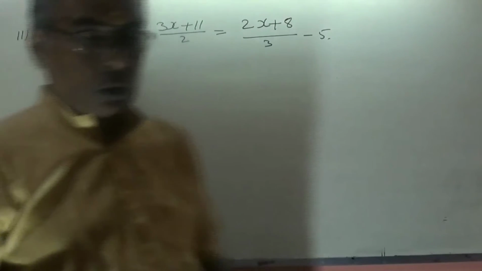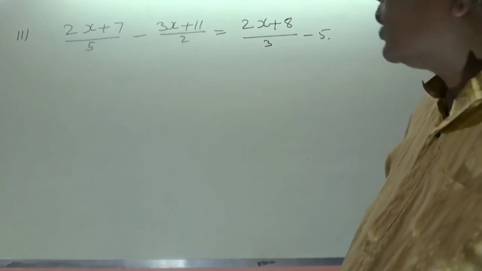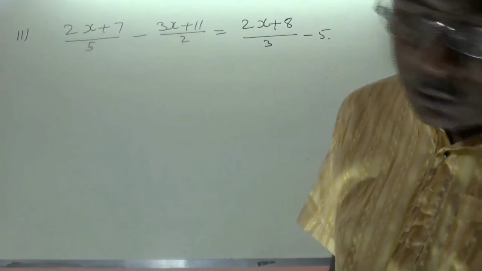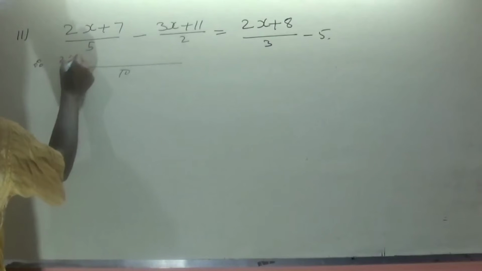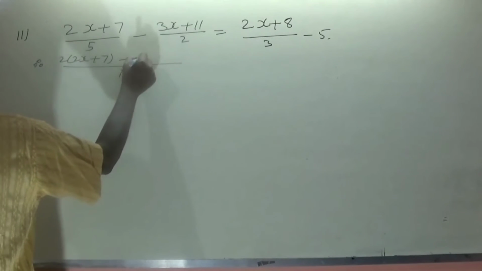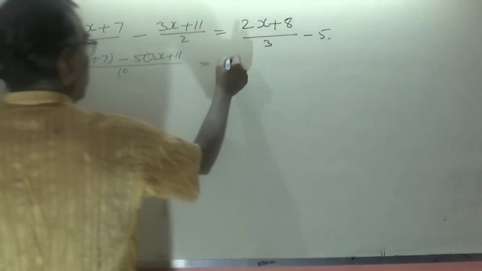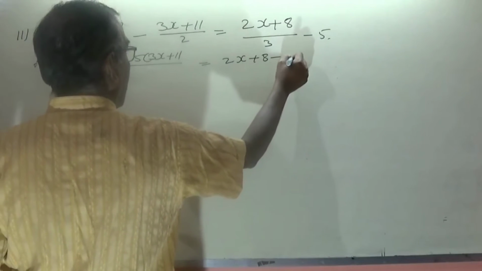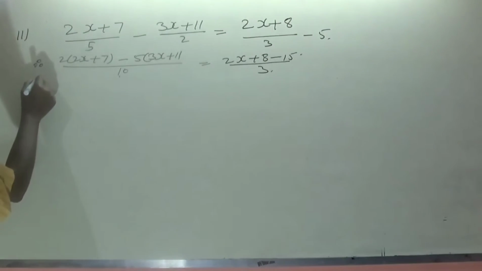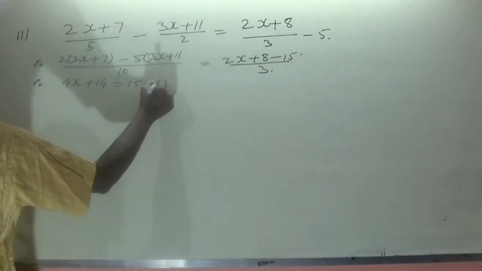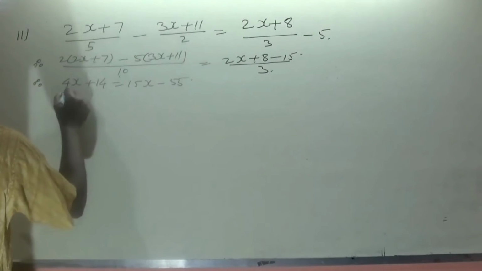What is required to do? Let me check the question once again. Usually I make mistakes when writing the questions. Question number 11: (2x plus 7) by 5 minus (3x plus 11) by 2 is equal to (2x plus 8) by 3 minus 5. So 10 is the LCM. 2 is supposed to multiply with (2x plus 7), minus 5 multiplied with (3x plus 11), will be equal to (2x plus 8) minus 15, divided by 3. So 2 twos are 4x plus 7 twos are 14, minus 15x minus 55, divided by 10.